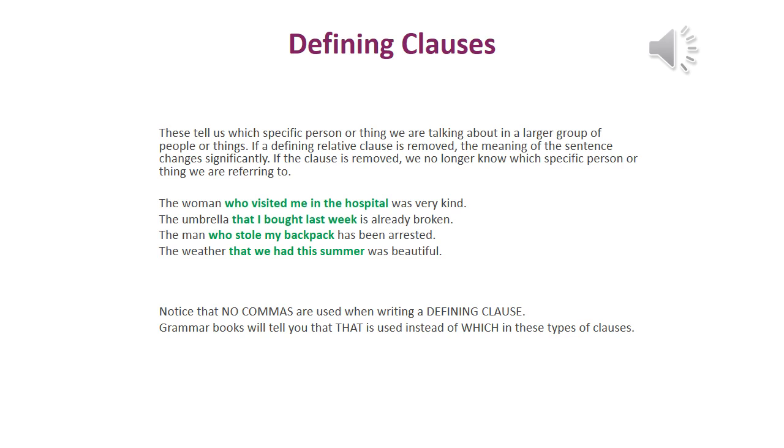Defining clauses. These tell us which specific person or thing we are talking about in a larger group of people or things. If a defining relative clause is removed, the meaning of the sentence changes significantly. If the clause is removed, we no longer know which specific person or thing we are referring to. For example, the woman who visited me in the hospital was very kind. If you remove who visited me in the hospital, you'll no longer know specifically which woman you're talking about.